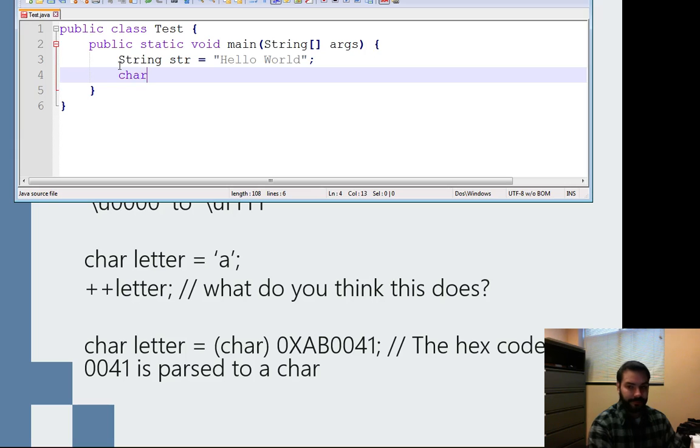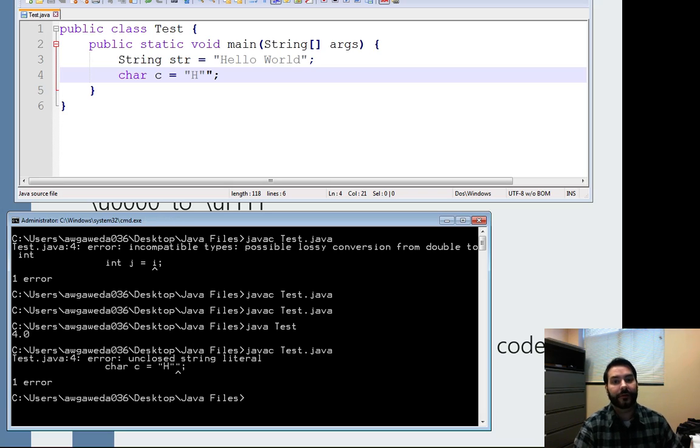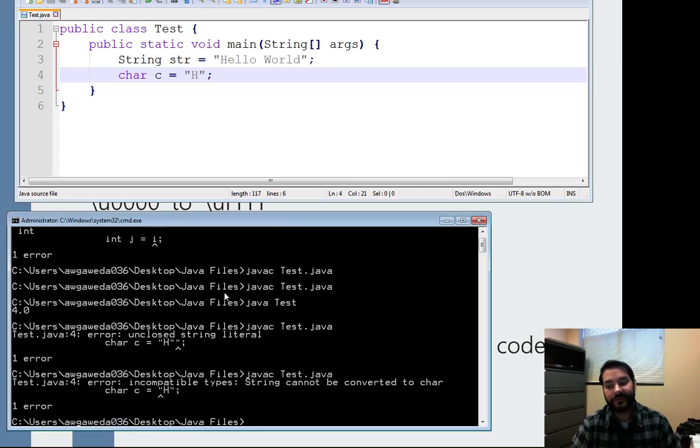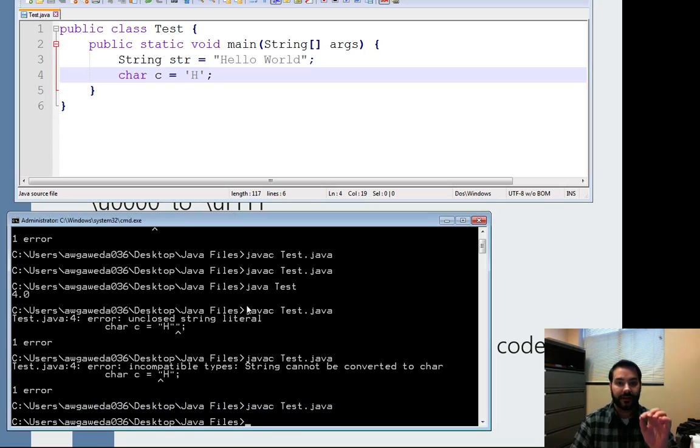The char data type simply is one key, one character with single quotations, single quote. So you notice how my string has double quotes. The char only has one. That actually does matter. In fact, let's see what happens if I attempt to make a char with double quotes. And you can see it immediately yells at me. Incompatible types. String cannot be converted into a char. Again, the double quotes in Java mean I'm making a string. The single quotes in Java mean I'm making a char, a character, a single letter.